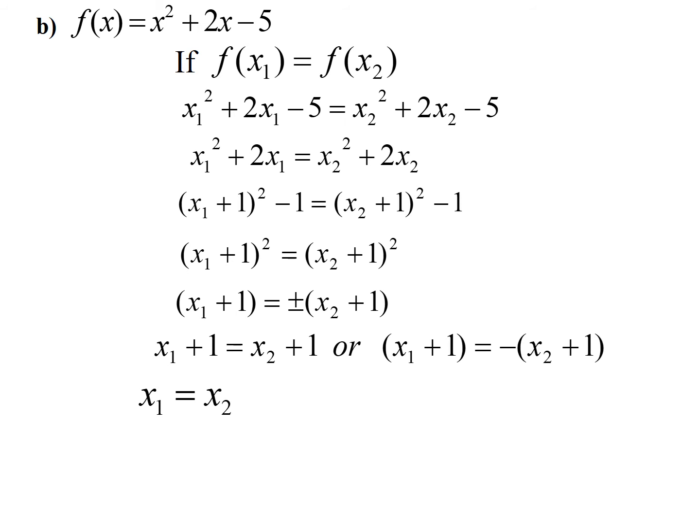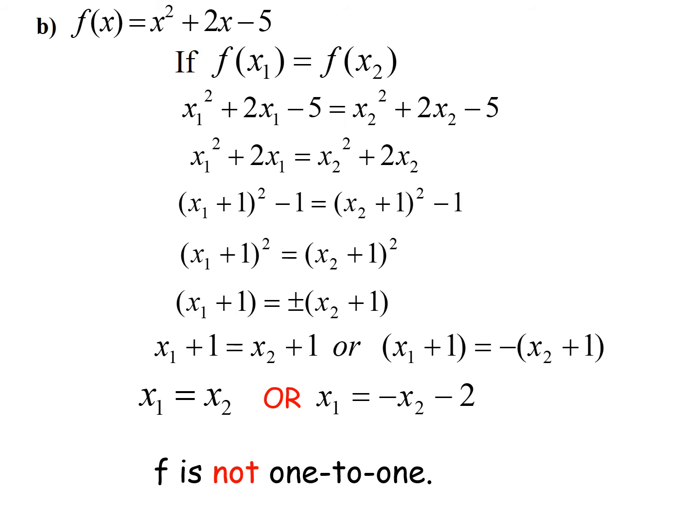So the first one, we get x1 equals x2. Or the second one is x1 equals negative x2 minus 2. So we have two values of x. So then f(x1) equals f(x2) does not imply x1 equals x2. So therefore f is not a one-to-one function.